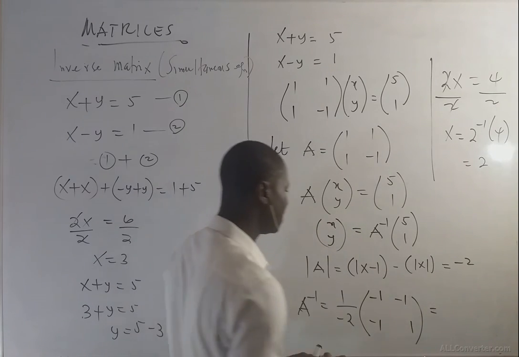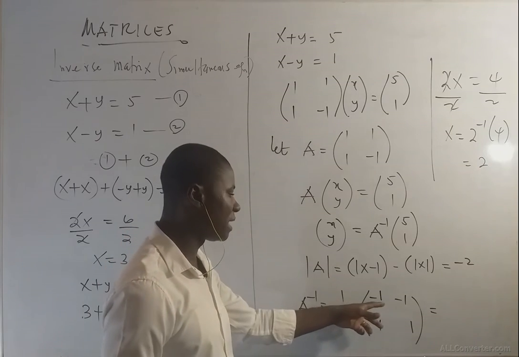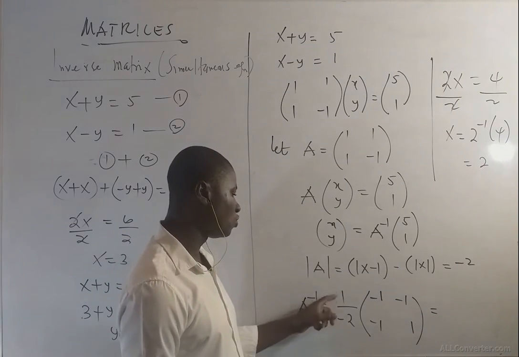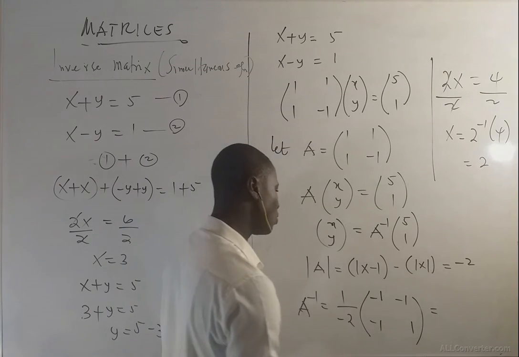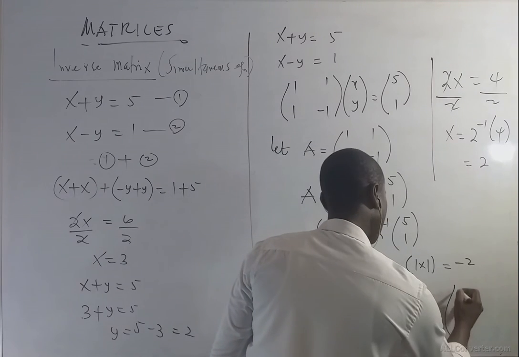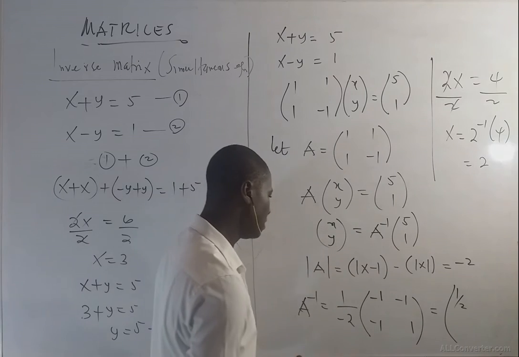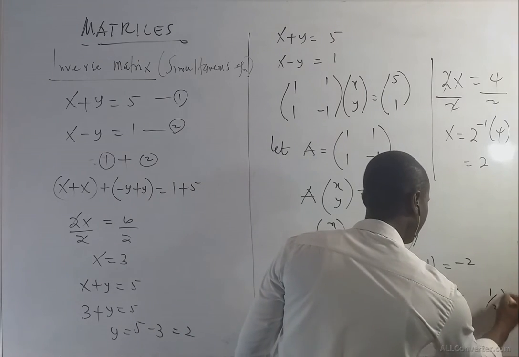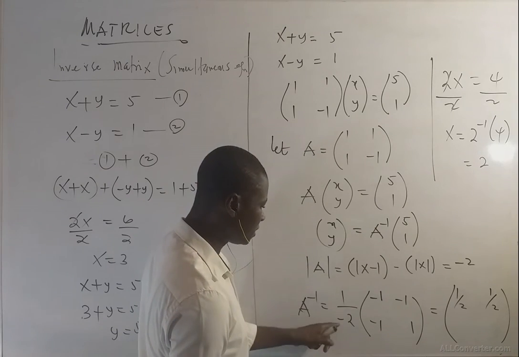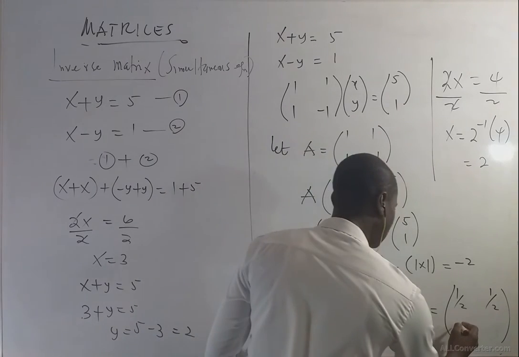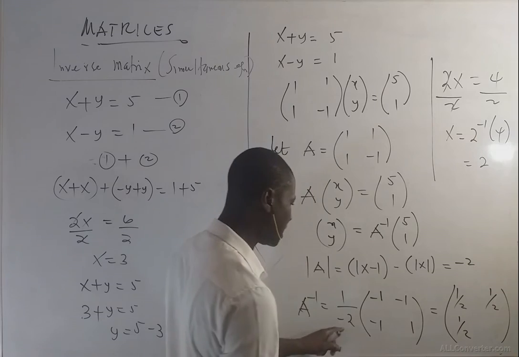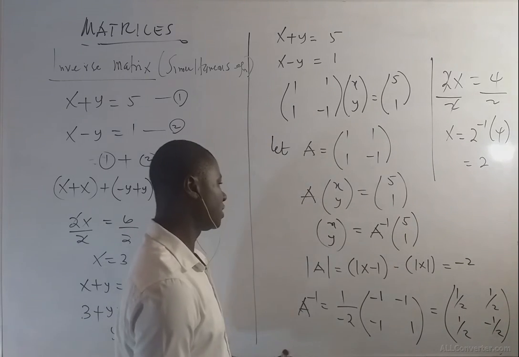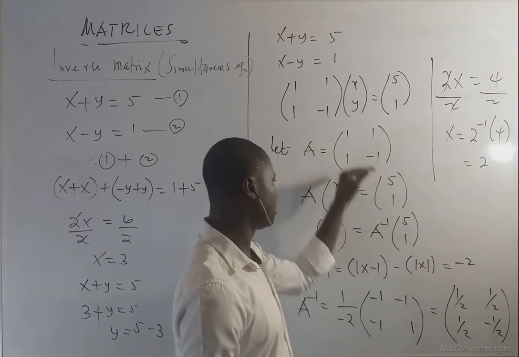Now let's simplify. This is now a scalar multiplying the 2 by 2 matrix. So the scalar will multiply all the elements. So minus half times minus 1 will give us a half. Then minus half times minus 1 will also give us half. Then minus half times minus 1 will also give us half. Then minus half times 1 will give us minus half. So this is the inverse of the matrix A.